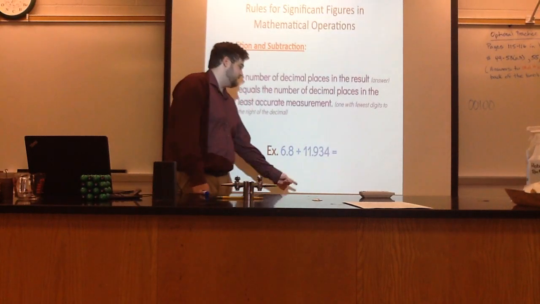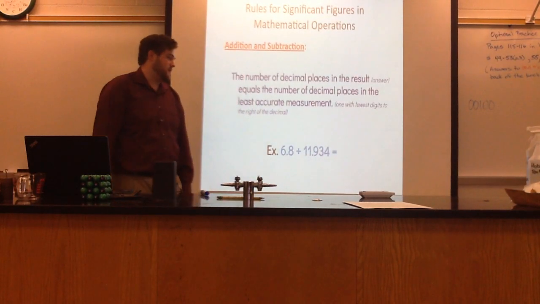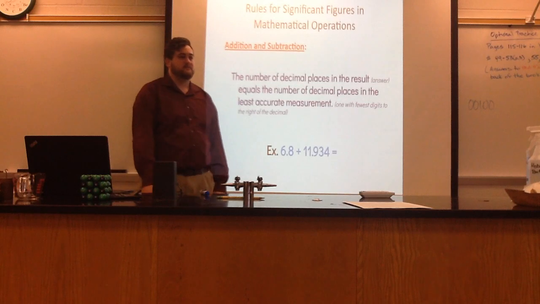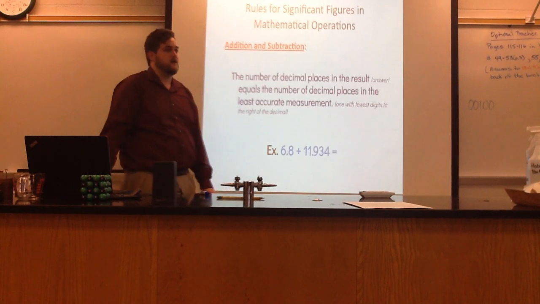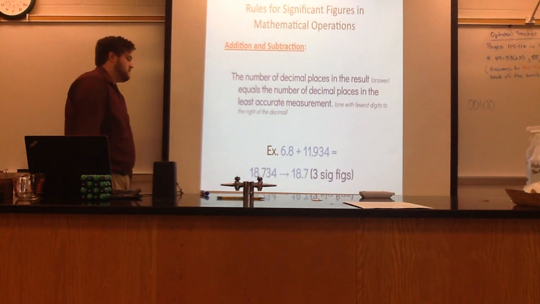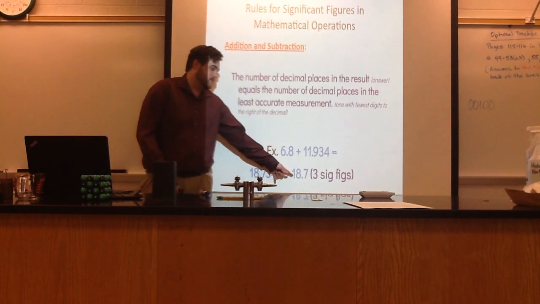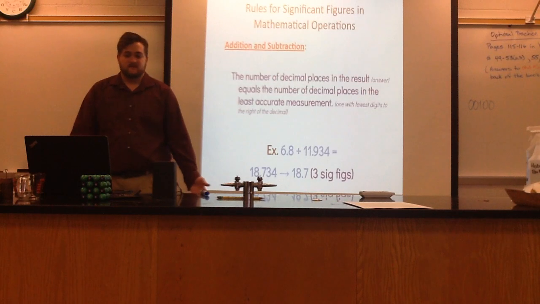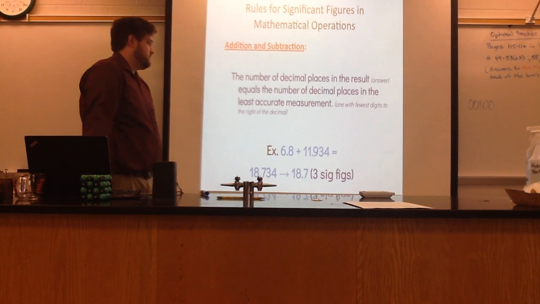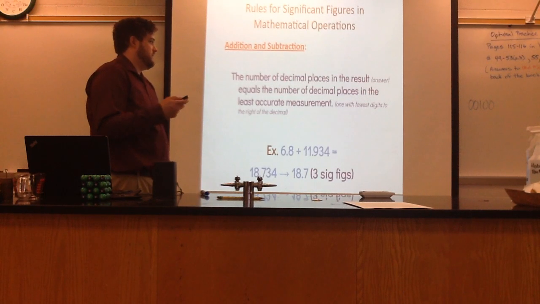So we know that there's 3 decimal places in 11.934. There's 1 decimal place in 6.8. So our final answer should only go up to 1 decimal place. So our calculator would show 18.734, but we're going to round it to 18.7, which would be 3 significant figures, if you were just wondering.